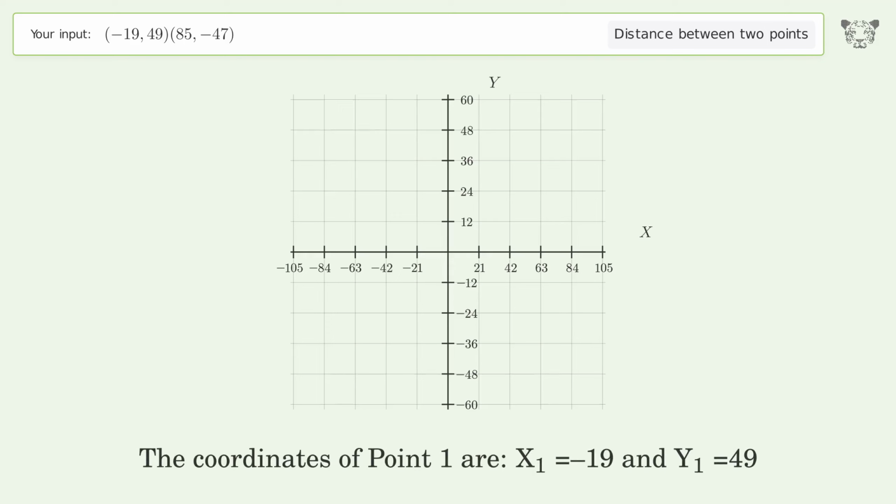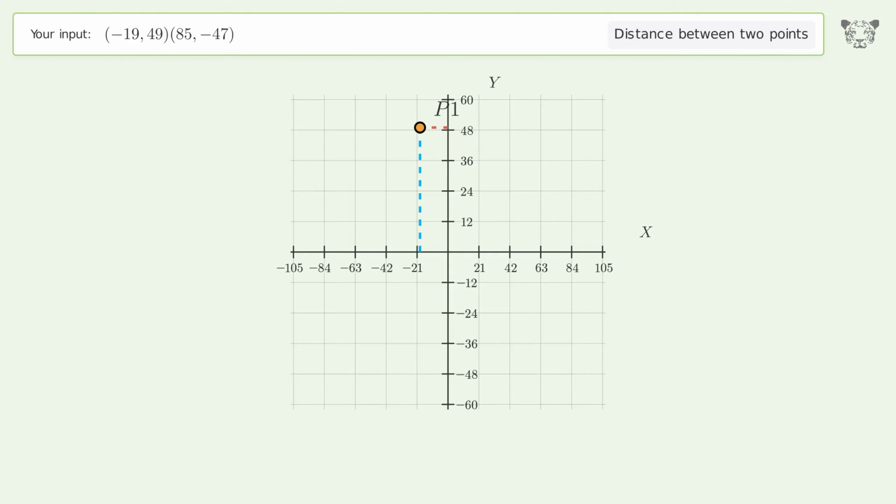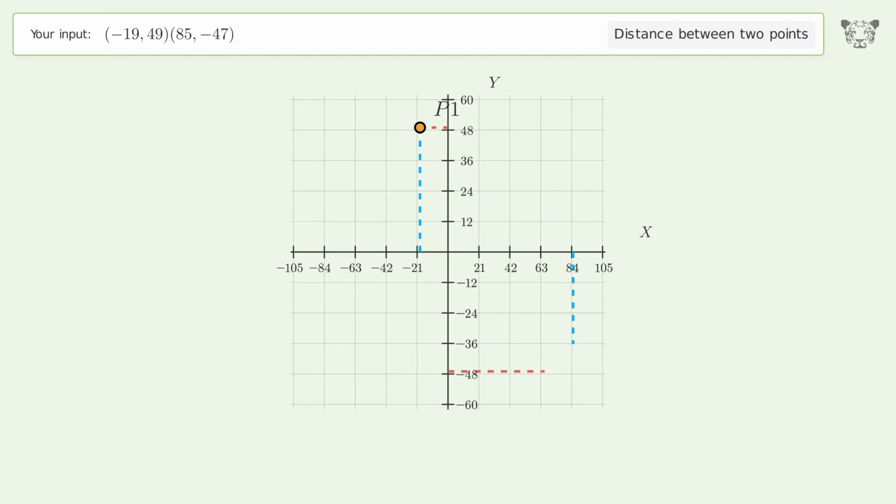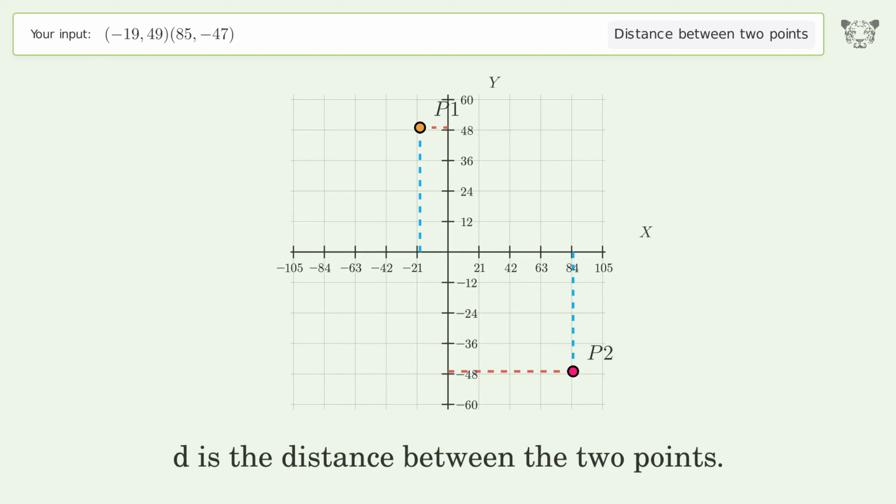The coordinates of point 1 are x1 equals -19 and y1 equals 49. The coordinates of point 2 are x2 equals 85 and y2 equals -47. D is the distance between the 2 points.